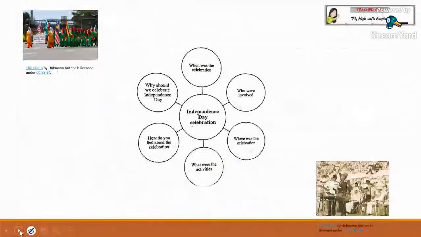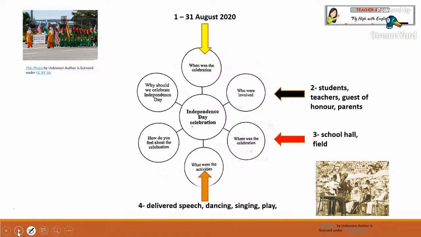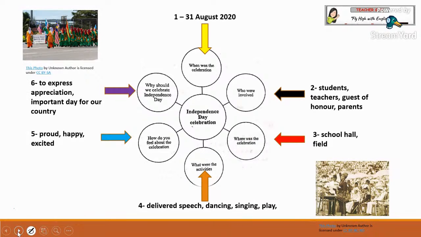So let's look at the bubble map. 1. When was the celebration? You can write 31st August 2020. Who were involved? You can write students, teachers, guests of honor, parents. Where was the celebration? You can write school hall, field. What were the activities? Delivered speech, dancing, singing, playing. How do you feel about the celebration? Proud, happy, excited? Why should we celebrate Independence Day? To express appreciation, an important day for our country.